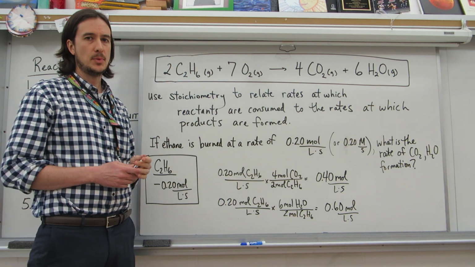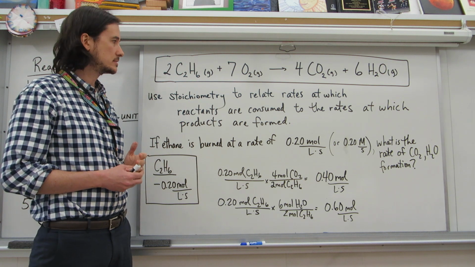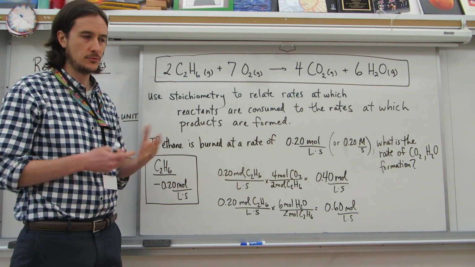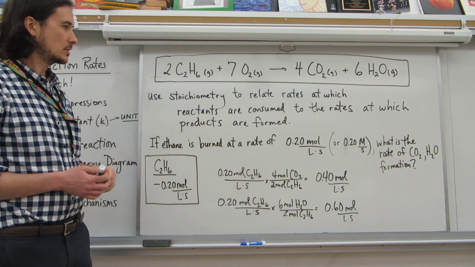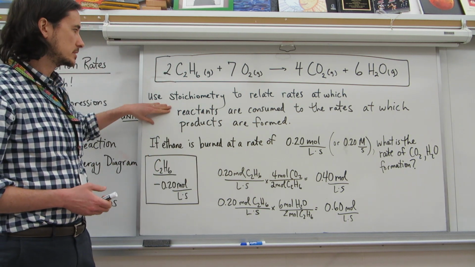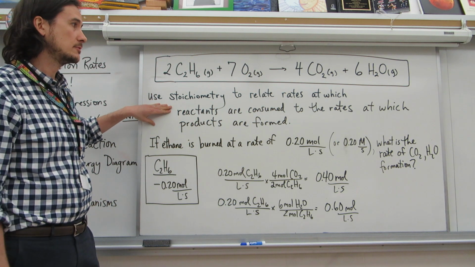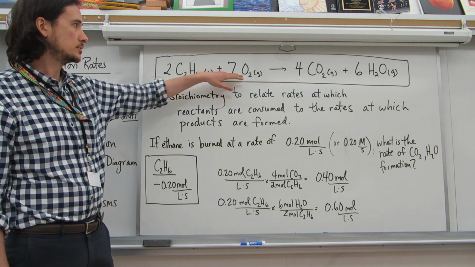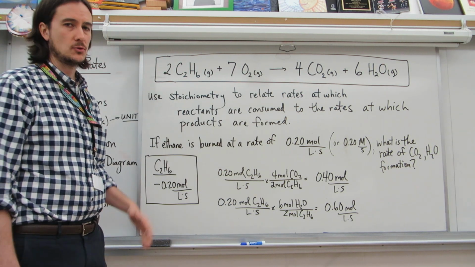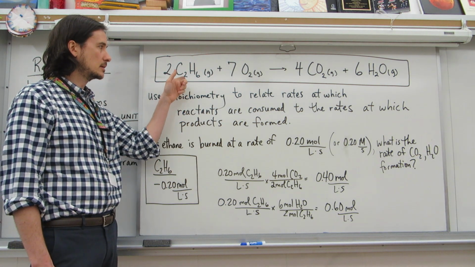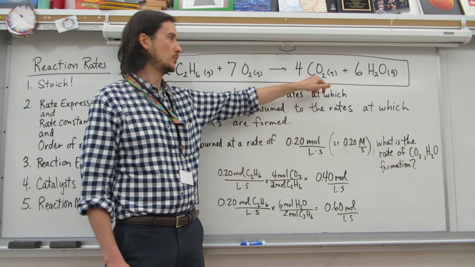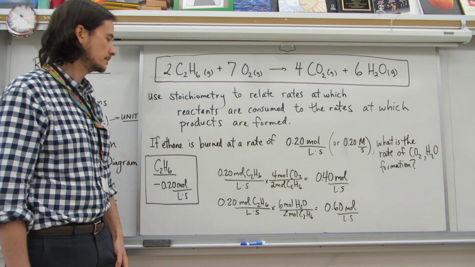And these are all gases, but you could talk about pressure of the gases. But you could also talk about them in terms of molarity, with moles per liter, as long as you have moles and a volume. So this is a unit that you're going to see a lot with reaction rates. But my reminder is this. So just use stoichiometry to relate rates at which reactants are consumed and the rates that products are formed. So if we look at the rates of these reactions, the rates of change for reactants are always going to be negative because they're being consumed, and the rates for products are going to be positive.